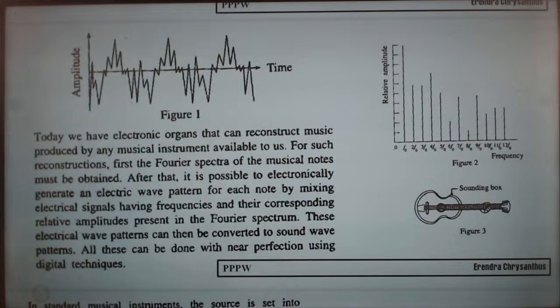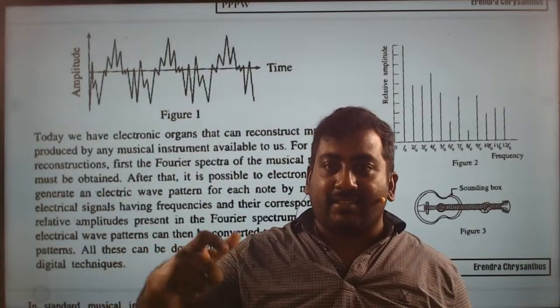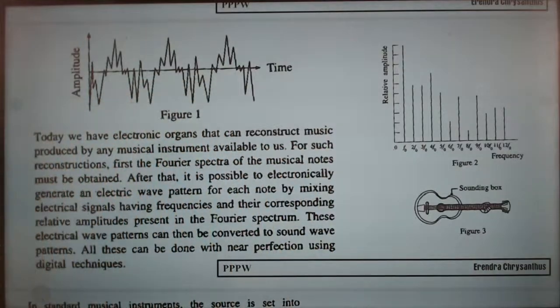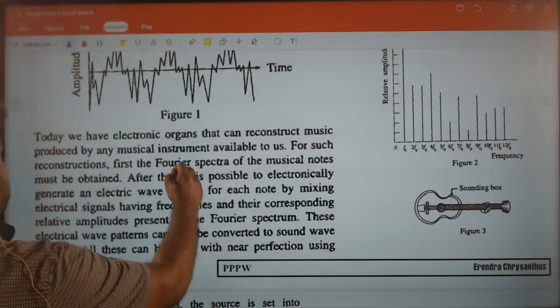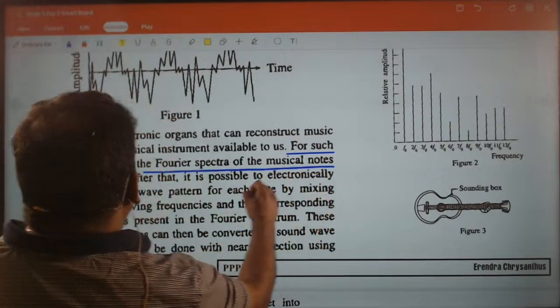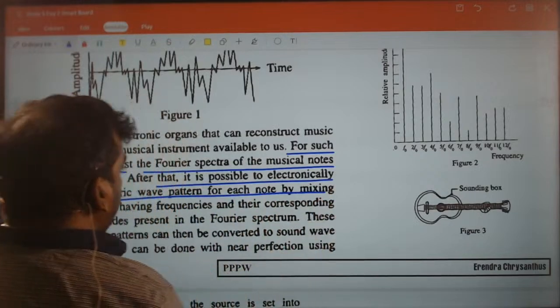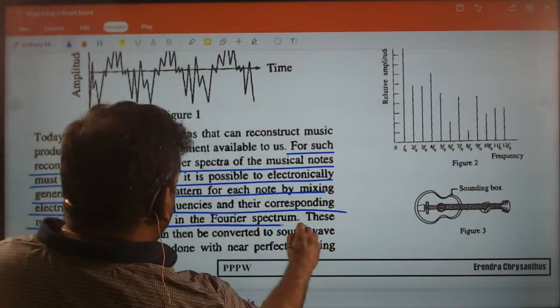Today we have electronic organs that can reconstruct music produced by any musical instrument available to us. So you can play the note and then you can synthesize it, and then you can play on top of it. That's because of this technology, Fourier. For such reconstruction, first the Fourier spectra of the musical notes must be obtained. After that, it is possible to electronically generate wave patterns for each note by mixing electrical signals having frequencies and their corresponding relative amplitudes present in the Fourier spectrum.